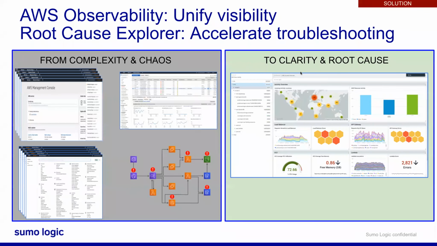So what we can assist with is from complexity and chaos to clarity and root cause. What we're going to show you in about 30 seconds or so is that single pane of glass, a view into it and how it works and how easy it is to start to look at these different environments and different services that are going on or not going on, as the case may be. So that should be it for slides.